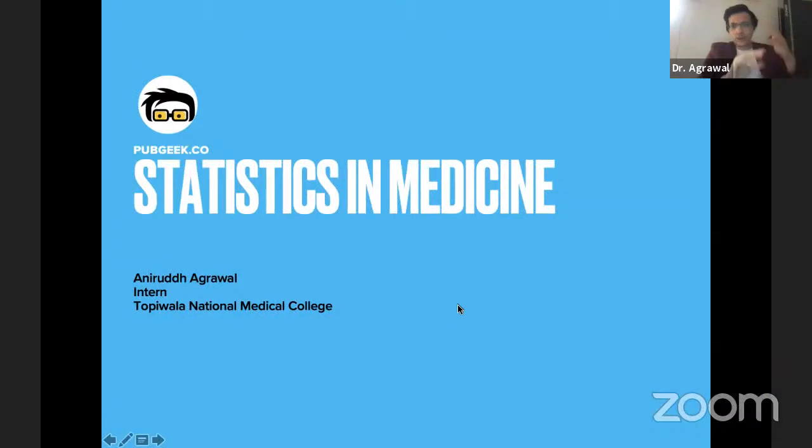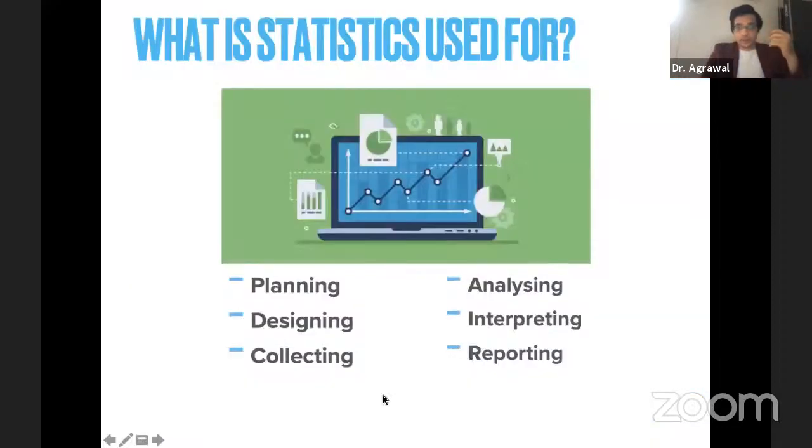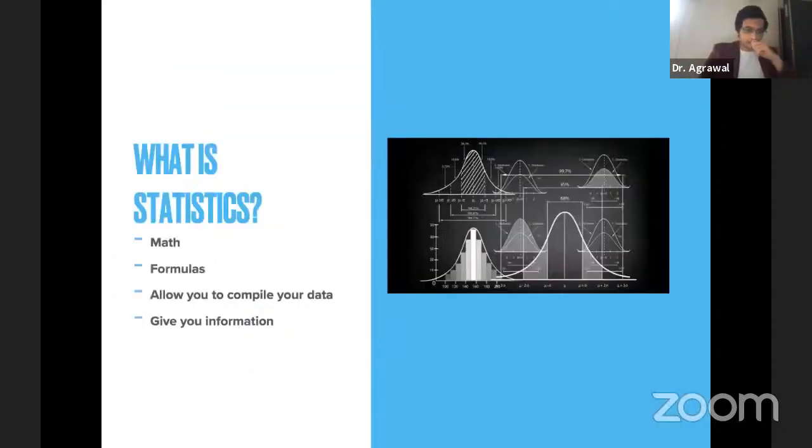So let's talk briefly about statistics in medicine and what role it plays and how you can identify different sort of statistical values that you see in papers. So statistics is basically used for planning, designing, collecting, analyzing, interpreting, and reporting. I know they all sound like synonyms, but when in the planning phase also, you need your statistics. While designing your study, you need your statistics. And this will all be done only if you approach a statistician before you start your paper. And obviously you need it while analyzing and interpreting your data.